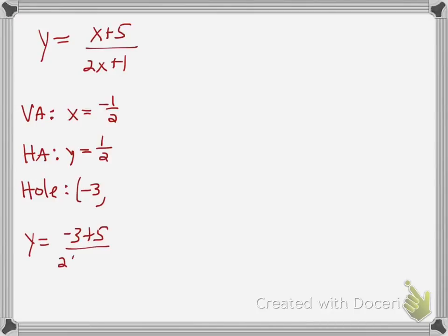So negative 3 plus 5, over 2 times negative 3 plus 1. So you end up getting 2 over negative 5. Yeah, it's not the best point, but at least we know where it's located, and remember, this is just a rough picture, a rough sketch. Just identify where it could possibly be located.